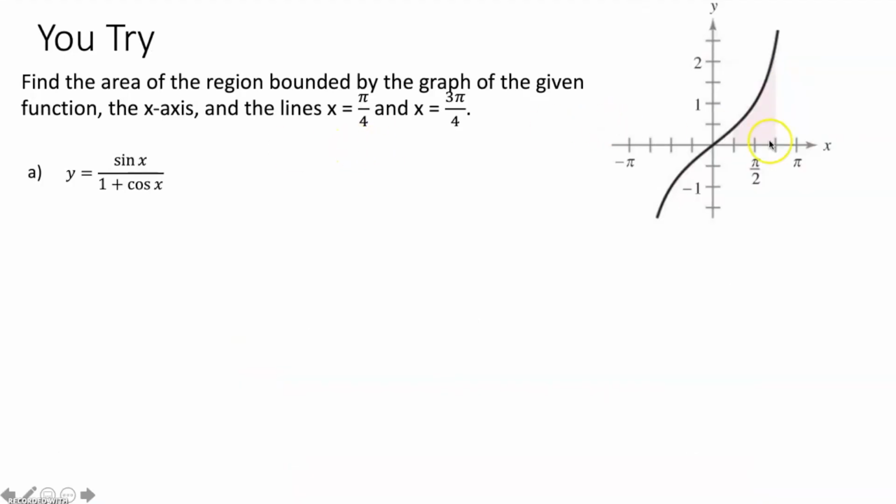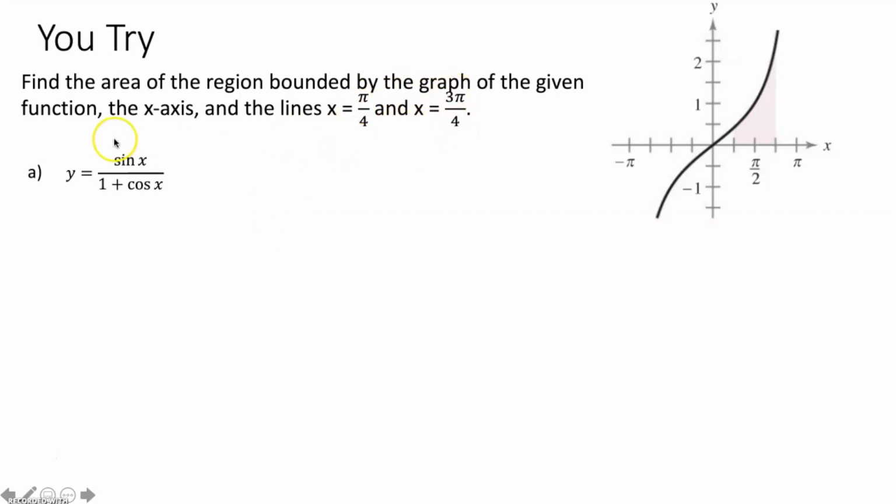Okay, doing the same thing here. We want to find the area of the region bounded by our function, the x-axis, and the vertical lines x equals pi over 4 and x equals 3 pi over 4. So anytime you want to find the area between the function and the x-axis on a given interval, we need to create a definite integral. So the definite integral is going to have a lower limit of integration of x equals pi over 4 and an upper limit of integration of x equals 3 pi over 4.